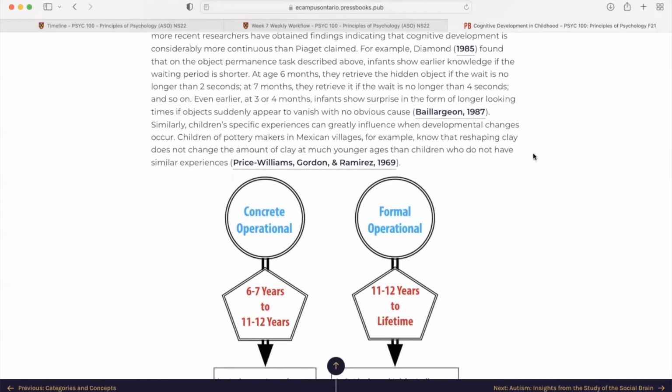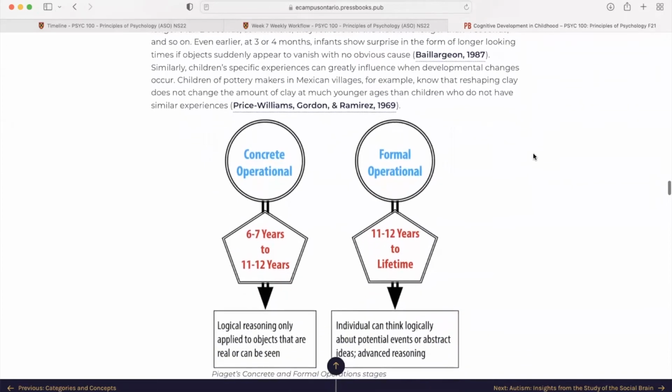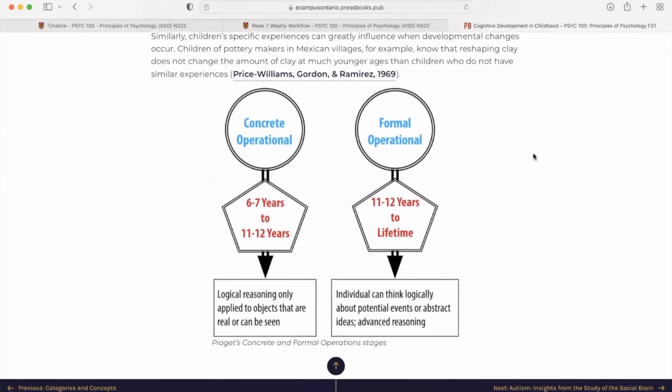Similarly, children's specific experiences can greatly influence when developmental changes occur. Children of pottery makers in Mexican villages, for example, know that reshaping clay does not change the amount of clay at a much younger age than children who do not have similar experiences. So, this is Piaget's concrete and formal operation stages, where concrete is 6 to 7 to 11 to 12 years: logical reasoning only applies to objects that are real or can be seen. And formal operational, 11 to 12 years to lifetime: individual can think logically about potential events or abstract ideas. Advanced reasoning.